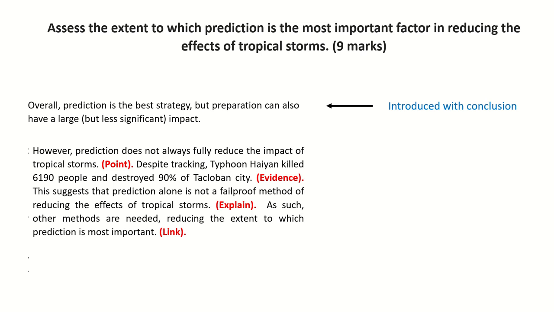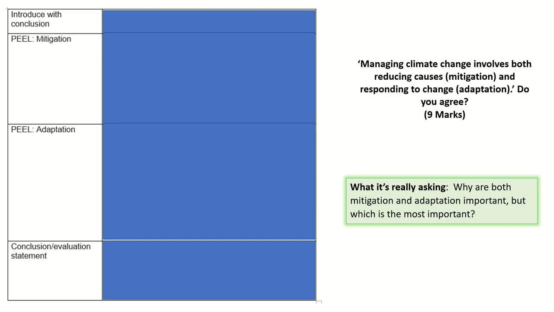Point, despite tracking, Typhoon Haiyan killed 6,190 people and destroyed 90% of Tacloban city. There's my evidence. This suggests that prediction alone is not a fail-proof method of reducing the effects of tropical storms. As such, other methods are needed, reducing the extent to which prediction is most important. So that link there is really, really clear that I've linked it back to the question to show my argument.